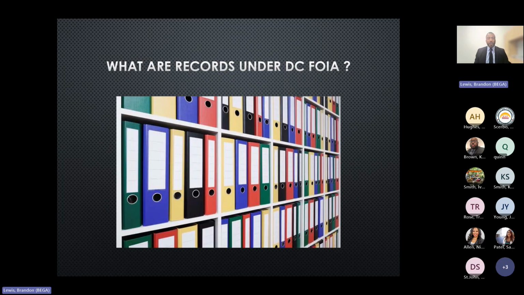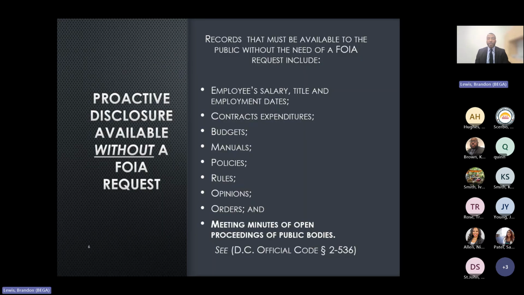Okay, so what are records under DC FOIA? Records that must be available to the public, we're going to start with proactive disclosure. So these are the records that should be available to the public without a FOIA request. And they include employee salary, title, employment dates, contract expenditures, budgets, manuals, policies, rules, opinions, orders, as well as meeting minutes of open proceedings of public bodies. That last one is an interesting one.